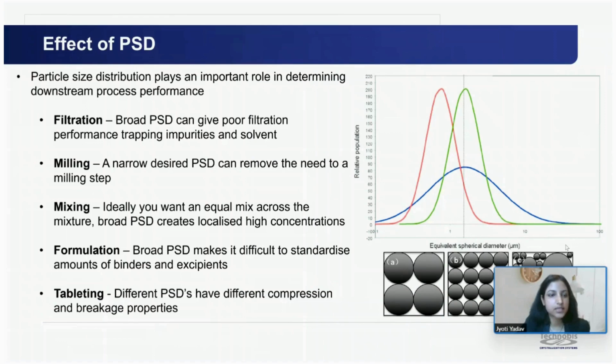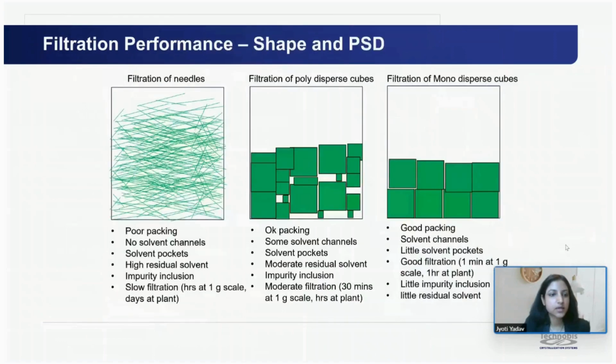Next. Apart from the particle size, particle shape has a significant influence on the downstream processes, specifically the filtration efficiency. This is an example of how different particle habits can affect the filtration efficiency or performance. The first example is needle-shaped crystals with a lot of space in between, which can trap solvent because the solvent cannot be easily drained out. Then the high residual solvent can result in impurity inclusion and slow filtration.